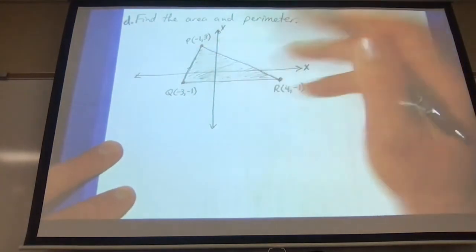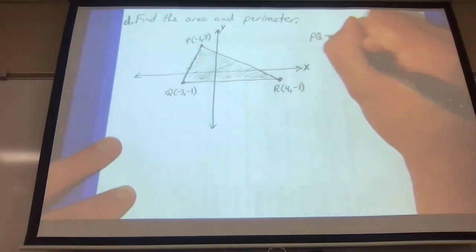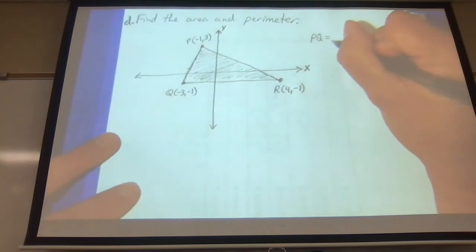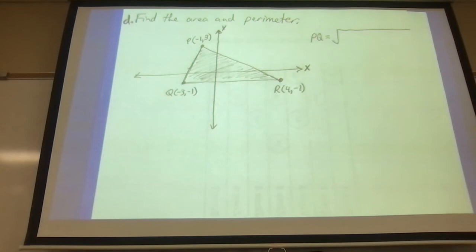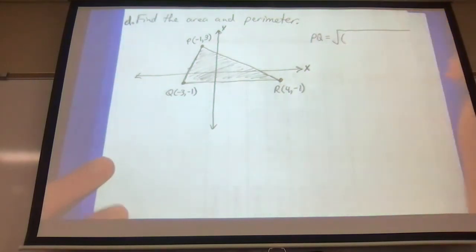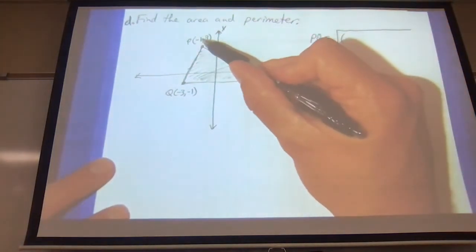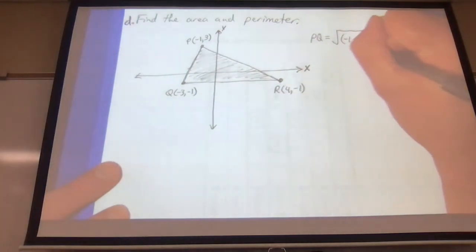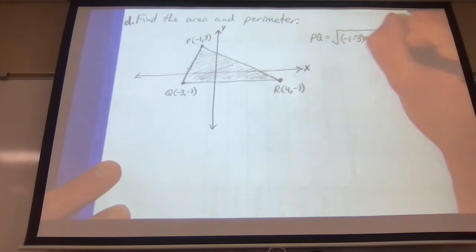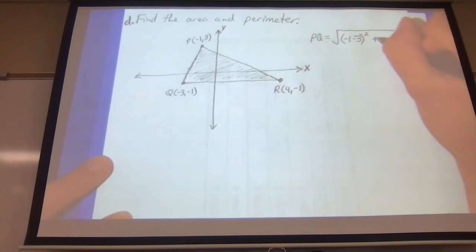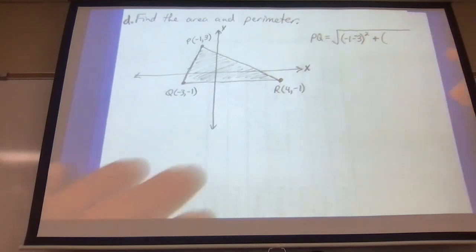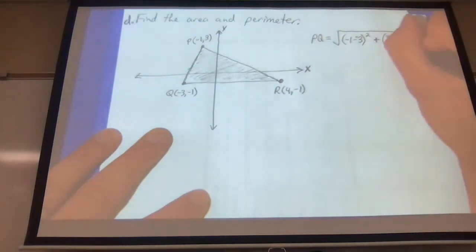So let's start with side PQ. Now, if you remember back to section 3, distance formula, we're going to have the square root symbol. First set of parentheses, we're going to subtract our x coordinates. So we're going to have -1 minus -3. And then we're going to square it. We're going to add to that, same thing with the y coordinates. We're going to go 3 minus -1 for our y coordinates.